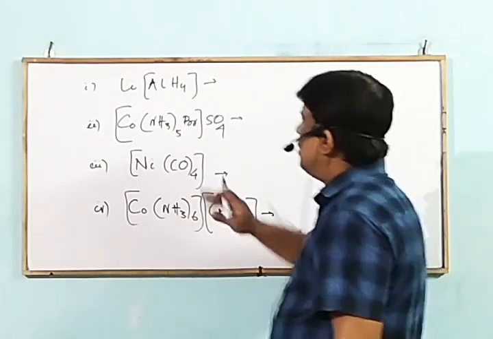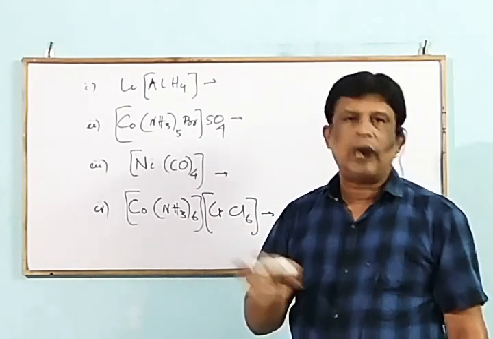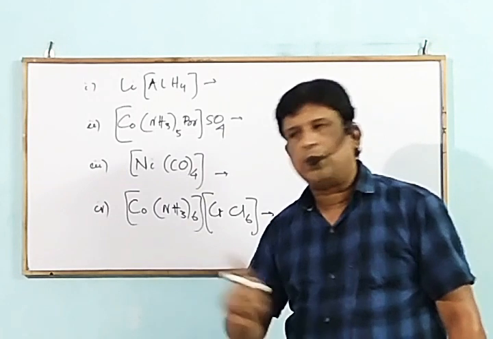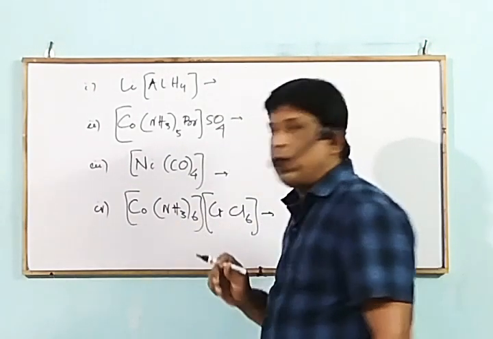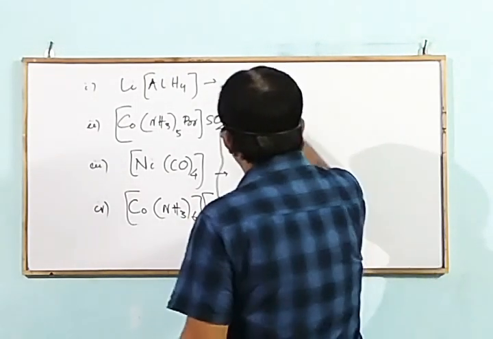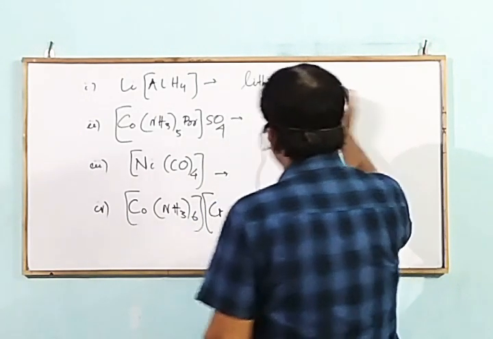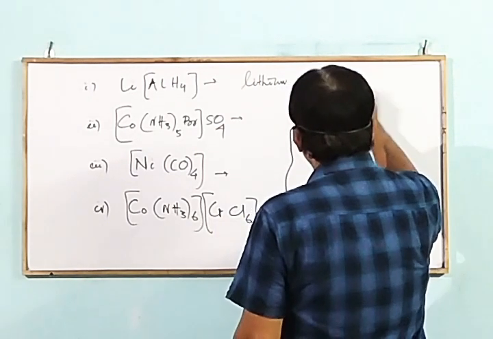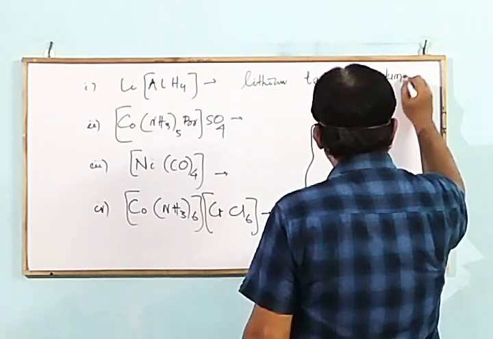So the most important point is that whether it is a cationic complex, anionic complex or neutral complex, we write the name of the cation first followed by the anion. Another important point is that the name is always in small letters. So its name is lithium, then space, tetra, hydrido, aluminate.